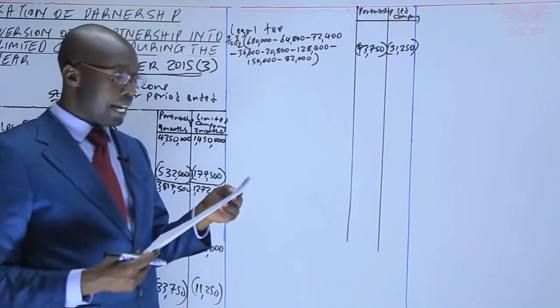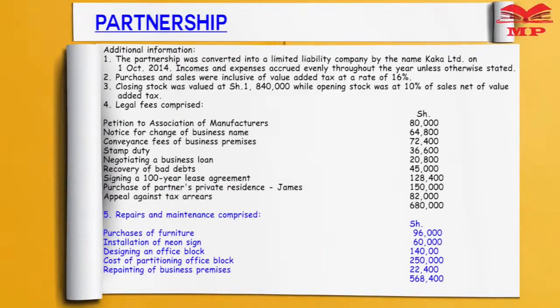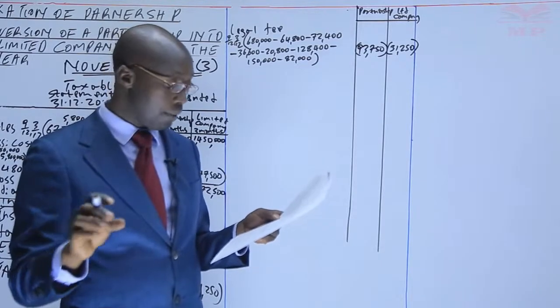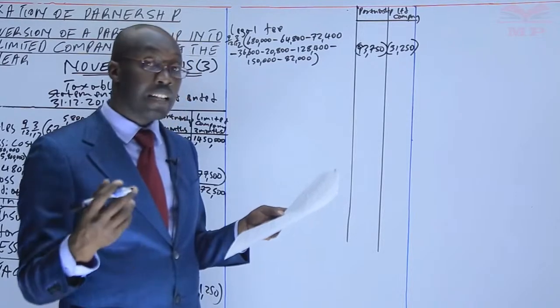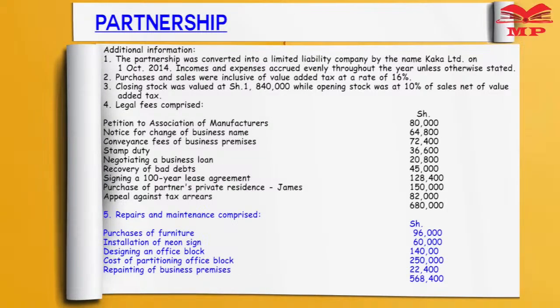After that, there is repair and maintenance. Repair and maintenance is allowable expense. However, there is a point number 5 about it. If there is something mentioning that item, go check so that you determine if there are some parts which are not allowed, you remove them. Like it includes purchase of furniture. That's a fixed asset. We claim capital allowance for furniture. Installation of neon sign, that's supposed to be capital allowance too. Designing of an office block, that's a fixed asset. That requires IBD, office block. Cost of partitioning office block, we claim 10%. Repainting of the business premise, that is now the allowable.